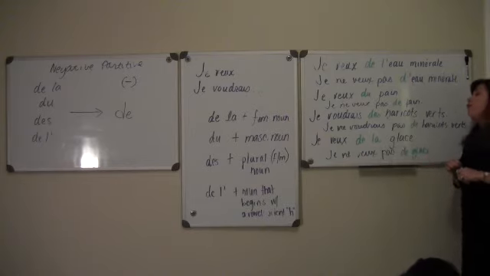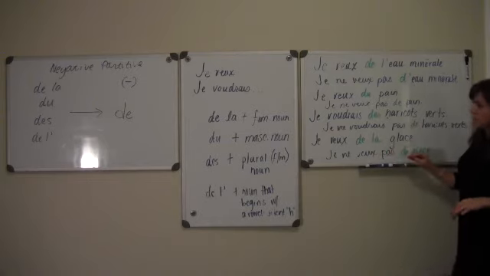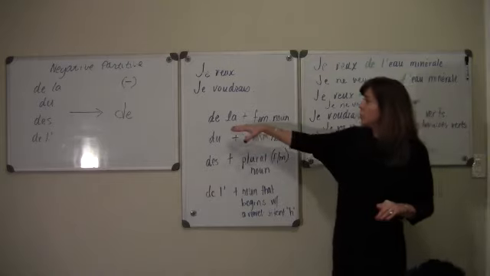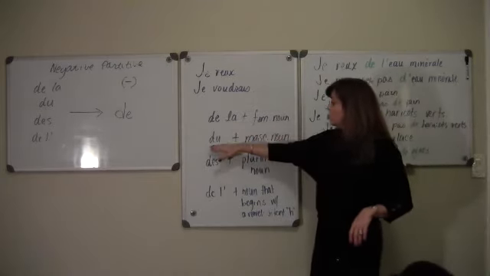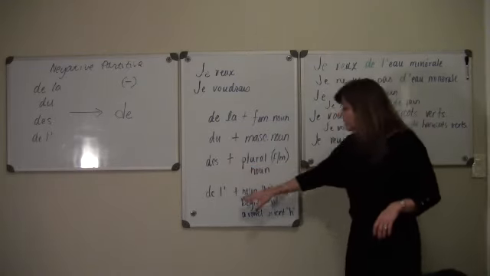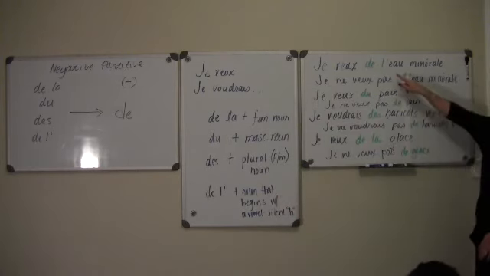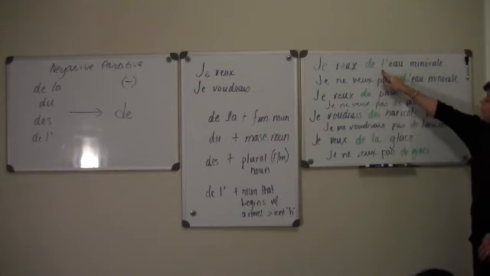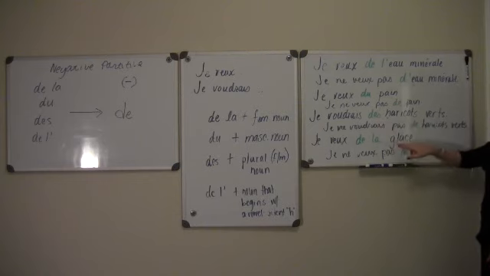Okay, so let's review one last time. The partitive in French for some, instead of the article alone, le, la, or les, I'm going to use de la before a feminine noun, du before a masculine noun, des before a plural noun, and de l'apostrophe before a noun that begins with a silent vowel. Je veux de l'eau minérale. Je veux du pain. Je voudrais des haricots verts. Je veux de la glace.